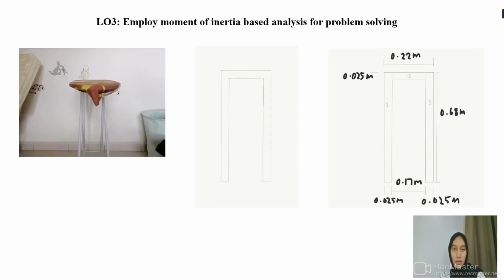I'm Adriana. I'm going to explain my part for LO number 3, employing moment of inertia-based analysis for problem solving. The component that is chosen from the structure is the leg of the ironing board. It actually comprises two legs that are crossed with each other, but we're just going to demonstrate only one leg. So as you can see, it is assumed that the leg is a U-shaped structure which can be further divided into three rectangles: rectangle 1, rectangle 2, and rectangle 3. And here are the dimensions.